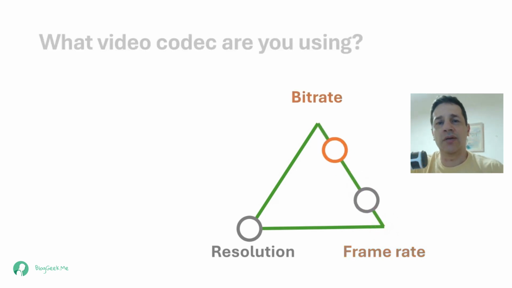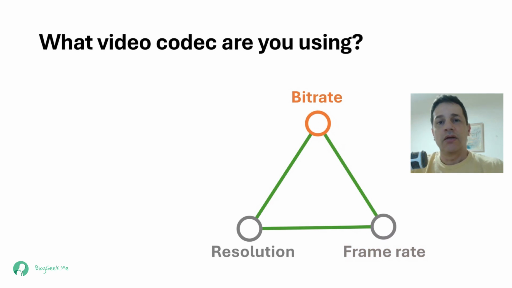Next, let's go and talk about bitrate. Something that we actually control with bitrate is what codec are we using. If this is VP8 or 264, it means that the compression rate are not going to be as good as VP9 or AV1, for example.